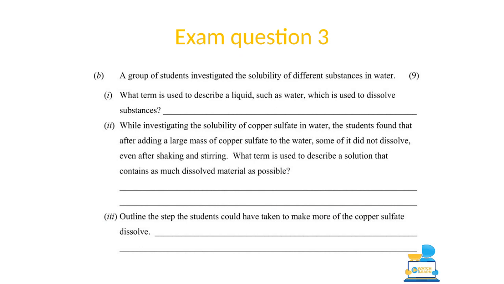The final question we're going to look at relates to what we did at the start of the lesson today. A group of students investigated the solubility of different substances in water. You were asked to give the term that is used to describe a liquid which is used to dissolve substances. So what term at the start of the lesson did we use to describe water? Because it is used to dissolve sugar and salt. So the term we used, hopefully you're answering, is a solvent. Water is always our example of a solvent.